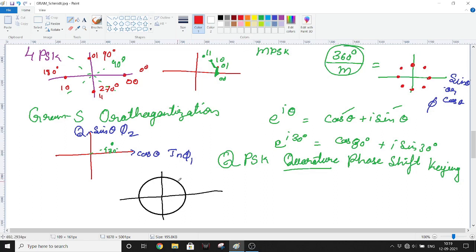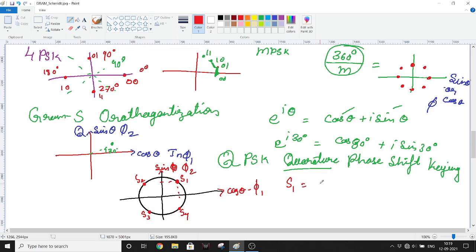So a QPSK symbol is at a 45-degree offset from the x-axis, that is my real axis represented with cos theta, that is phi 1, and sin theta as phi 2. So when we observe this, we find that it is at an equal distance from both the in-phase and the quadrature phase axis. So I can write this if I represent symbol 1, symbol 2, symbol 3, symbol 4.